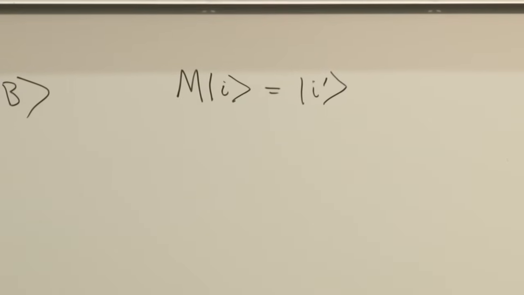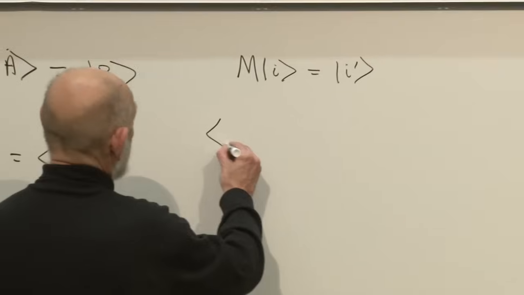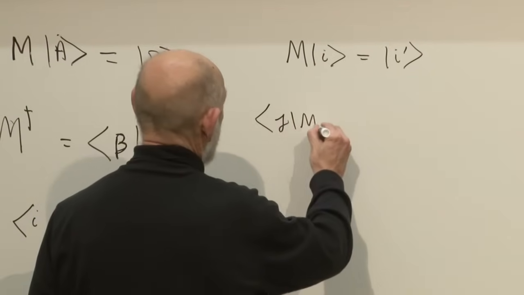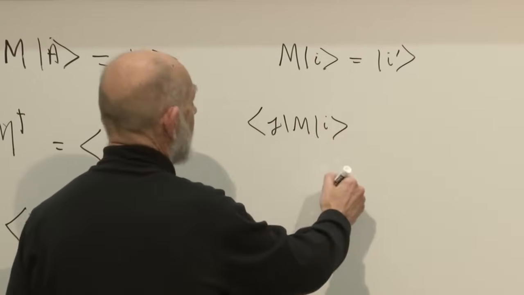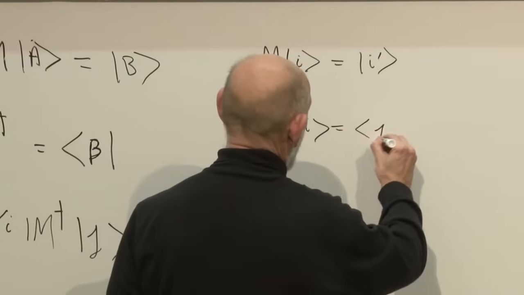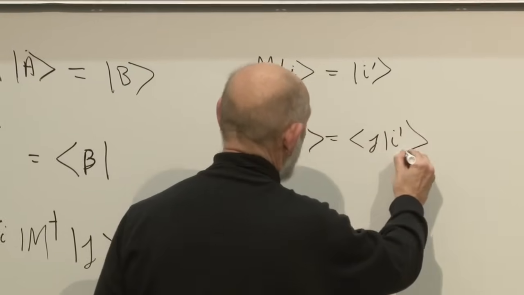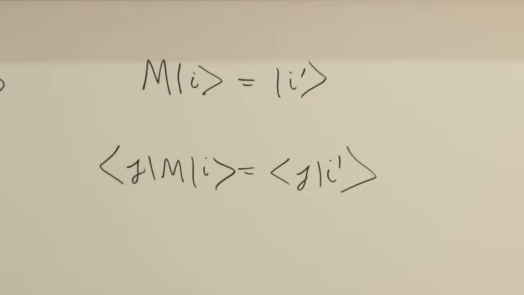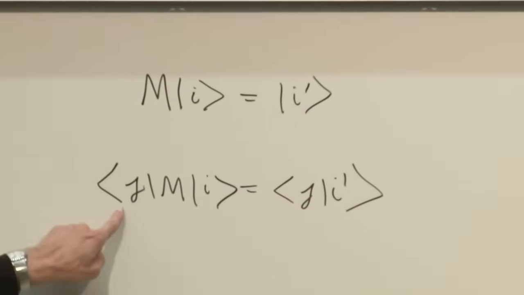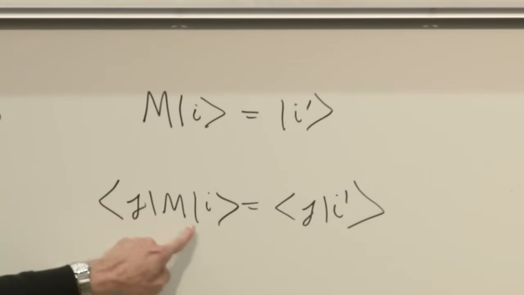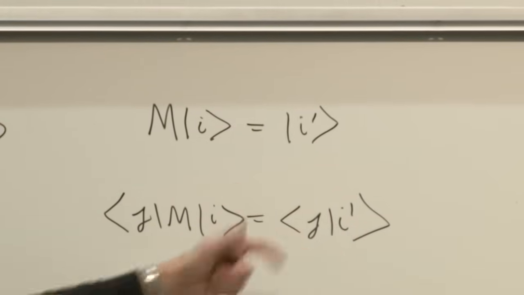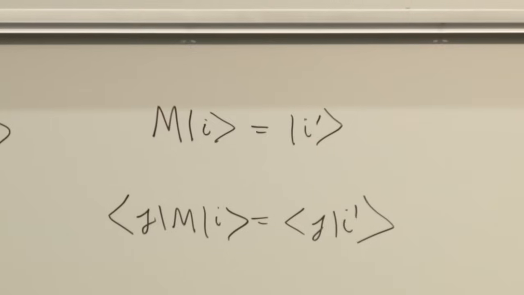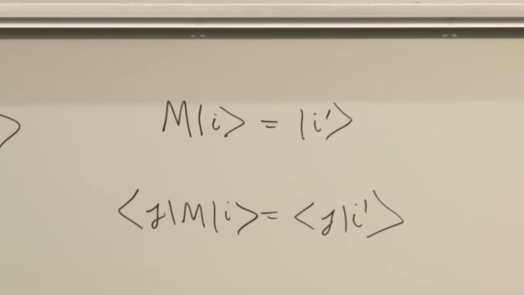Okay? Now let's take ⟨J|M|I⟩. That's equal to ⟨J|I′⟩. All I've done is take the inner product with J. Here's the matrix element of the matrix M, and it's just this inner product. That was a trivial operation. I didn't do anything very significant.